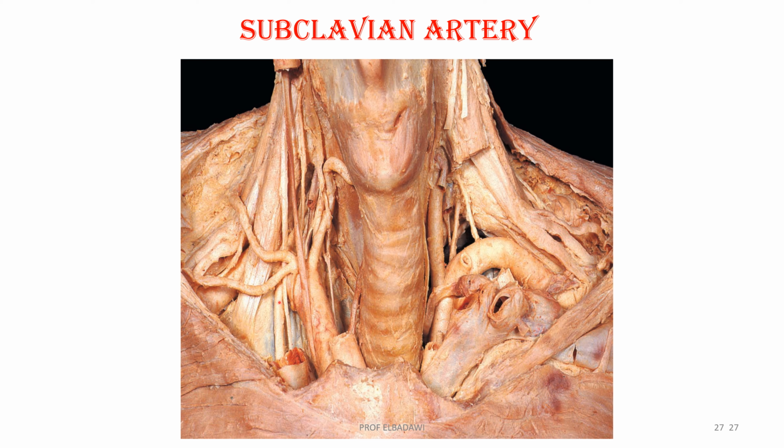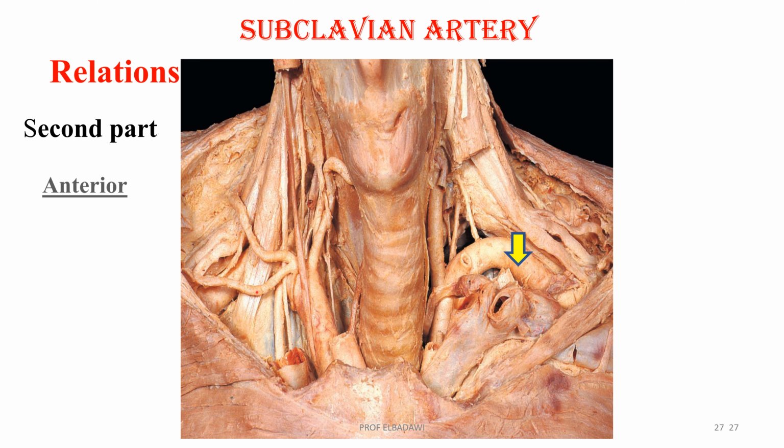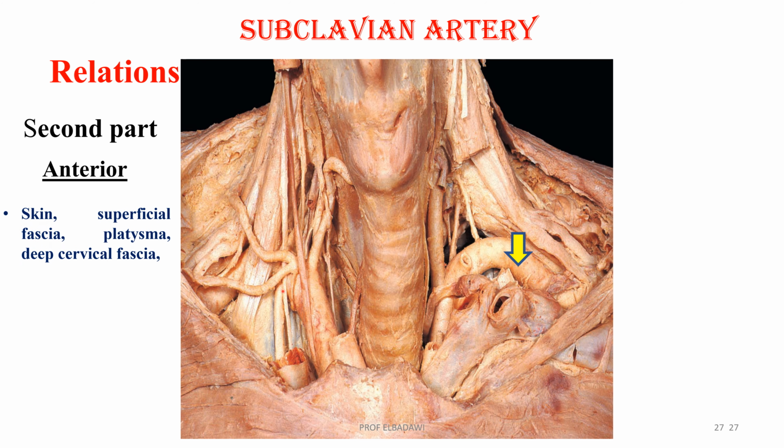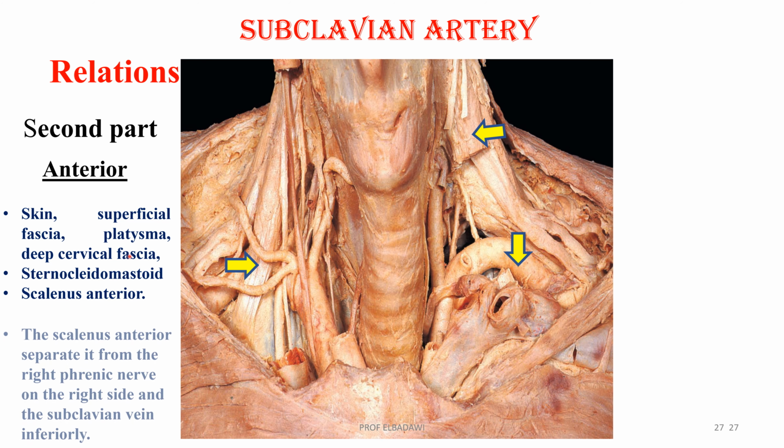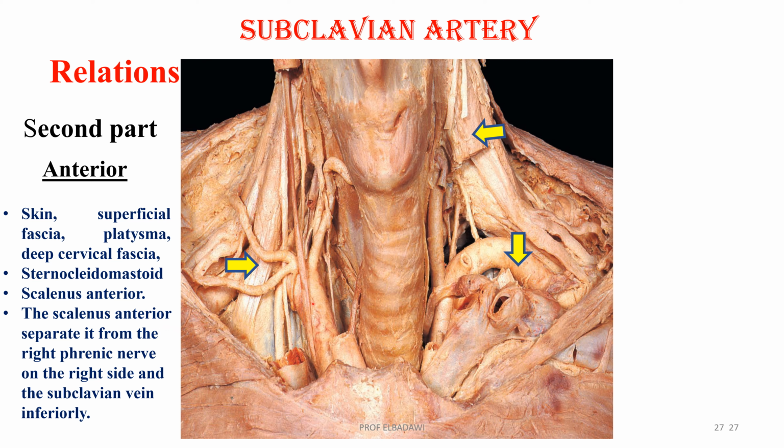The relations of the second part. Anteriorly will be the skin, superficial fascia, platysma, and deep fascia. The sternocleidomastoid extends obliquely from this point up to the superior line. The scalenus anterior divides that artery here on this side, and that is the cut edge of the muscle. The scalenus anterior is separated from the right phrenic nerve, that is the right phrenic nerve here on the right side, and inferiorly will be the subclavian vein, which is on both sides.